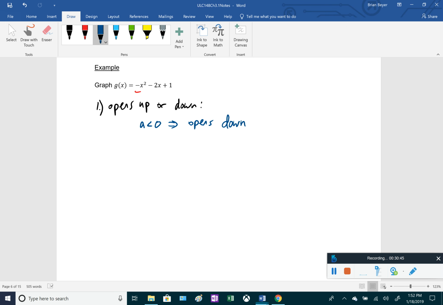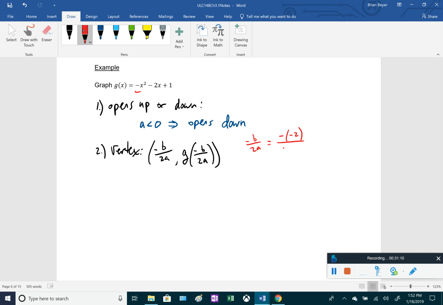Okay, and then next, for the vertex, once again, general form, we have to calculate it, negative b over 2a, and then the function evaluated at the x coordinate to find the y coordinate. So negative b over 2a, b here is -2, so it's -(-2) over 2 times a, which is -1. That's 2 over -2, which gives us -1 for the x coordinate.